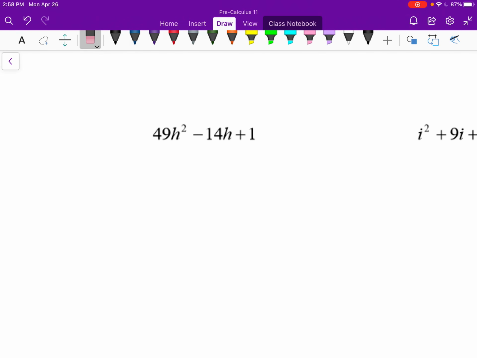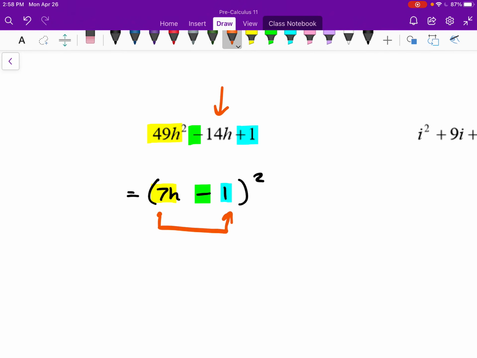Second last one. Looks promising again. 49h squared is a perfect square. Positive 1 is a perfect square. So let me get this thing set up. So if it is a perfect square, it'll be 7h and negative 1. And let's just make sure now that we have the right middle term here. Okay, because that middle term with that negative 14 should be the same as 7h times negative 1, which is negative 7h times 2. Yep, that works.